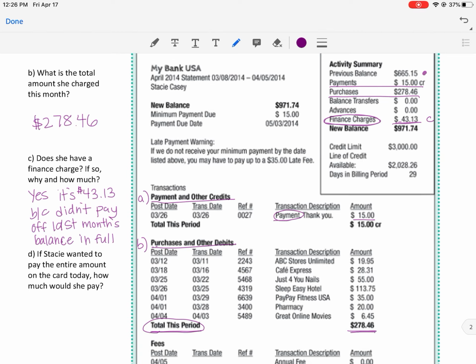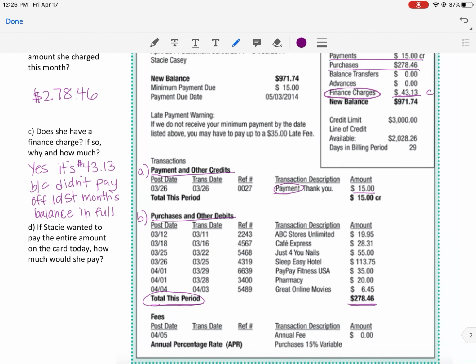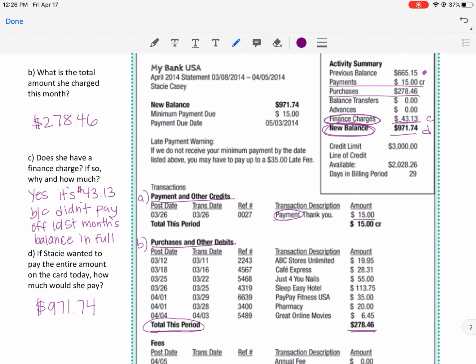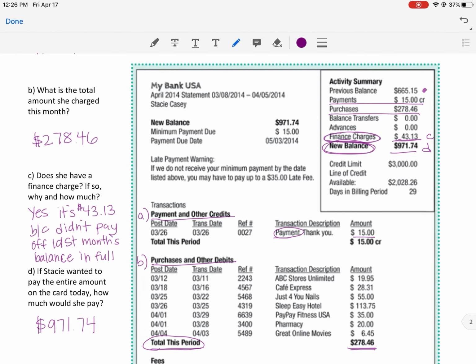Okay, I think there are some interesting other things over here, but actually let me answer the last question first and then I'll talk about that. If Stacy wanted to pay off the entire amount today, how much would she have to pay? She's going to have to pay this new balance, and this is what we've been computing today. She's going to have to pay that $971.74. And the way they computed that, if you're curious, is they added the previous balance, subtracted the payment, added the purchases. These are zeros, so you don't have to worry about that. And they added the finance charge to get that total.